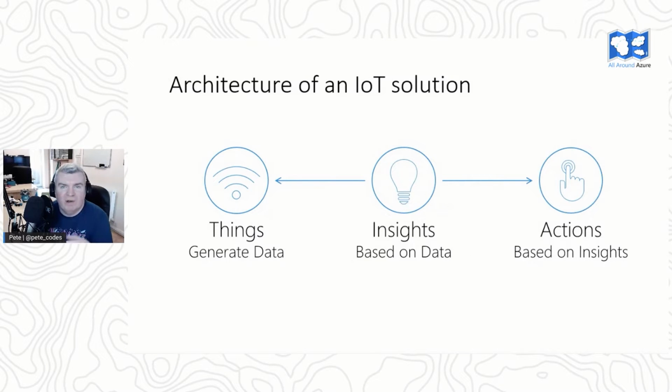So at a high level, the architecture of an IoT solution is made up of three components. Firstly, on the left, we've got things that generate the data, perhaps devices that are monitoring the temperature in a factory or the manufacturing process, for instance. Onwards from that, we've got the insights, and that's based on the data generated by the things. And then finally, we have the actions, where we take those insights and we can decide perhaps to turn the heating off in a factory when everybody's gone home, or send an alert because a machine needs attention.